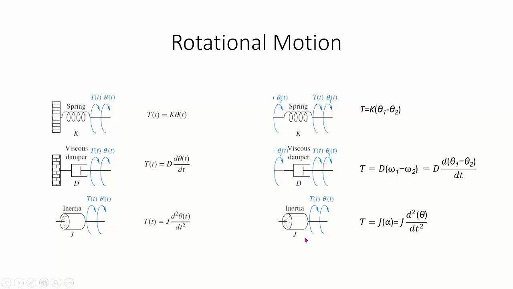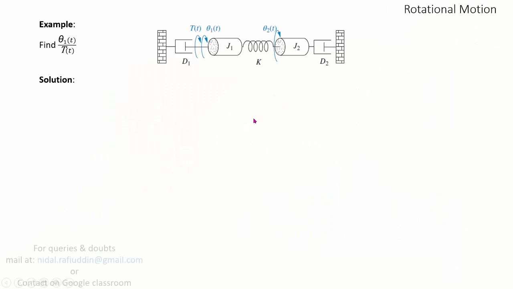So in case of inertia, if you have a mass with moment of inertia J, the torque will be given by J times alpha, where alpha is the angular acceleration this mass will experience because of the application of torque T. Thus this will be given as J times d square by dt square of the angular displacement taking place for this mass of moment of inertia J. So I guess this is clear. Any questions?